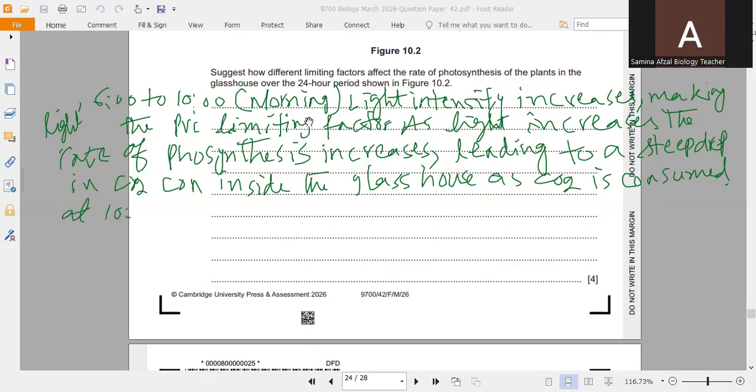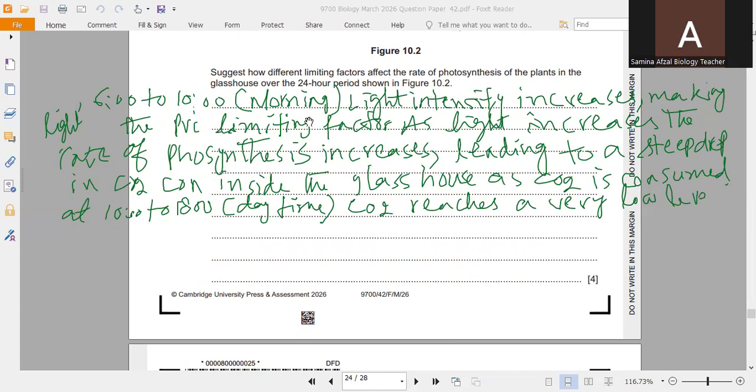At 10 hours to 18 hours, daytime, you can see that the carbon dioxide reaches a very low level. Means maximum rate of photosynthesis.